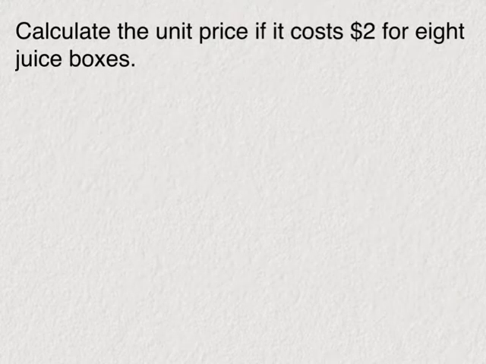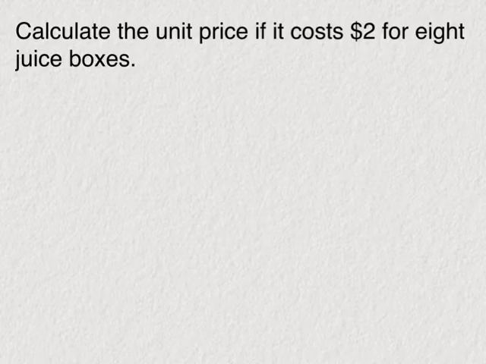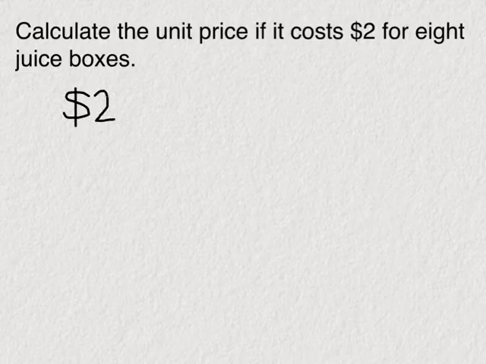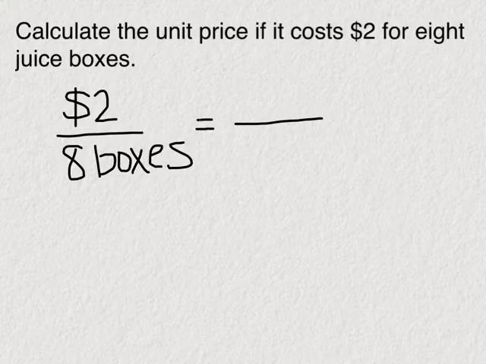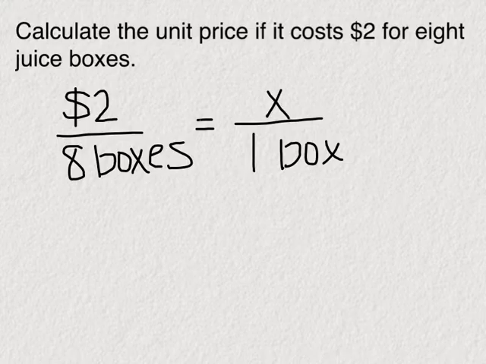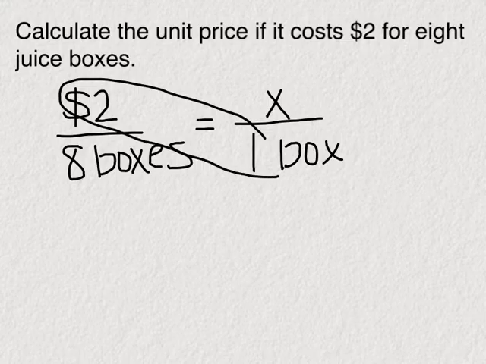In this last example, we're going to calculate the unit price if it costs $2 for 8 juice boxes. So again, we'll set up a proportion. $2 for 8 boxes is our rate. Our unit rate needs a denominator of 1. And X is what we're trying to find. How much is it for 1 box? Cross multiply the two numbers in the diagonal and divide by the number diagonal from X.